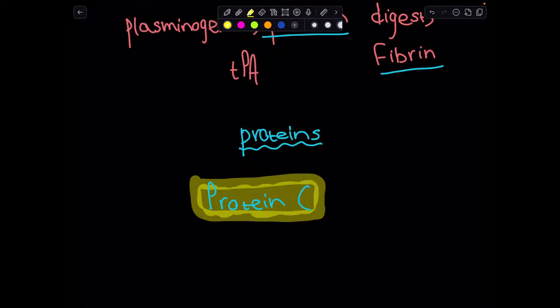C-reactive protein, or CRP, is a substance produced by the liver in response to inflammation. It's commonly measured in blood tests to help detect inflammation or infection. I'm not sure if we're talking about the same one. I think protein C is a coagulation inhibitor.